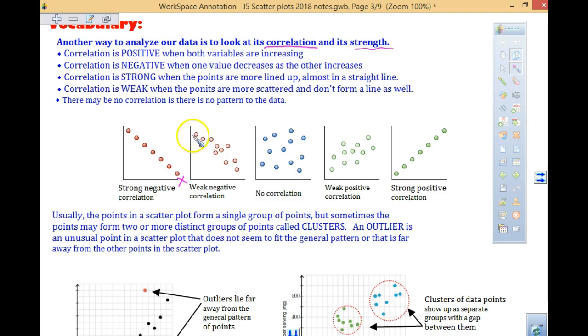As the x gets bigger here, the y is getting smaller. And then this last one, no correlation. There is no relationship between those two.